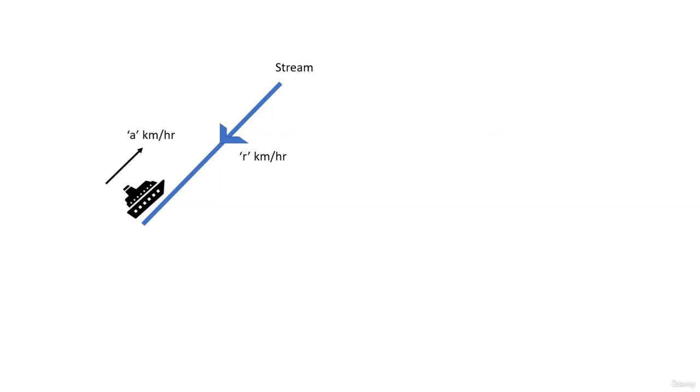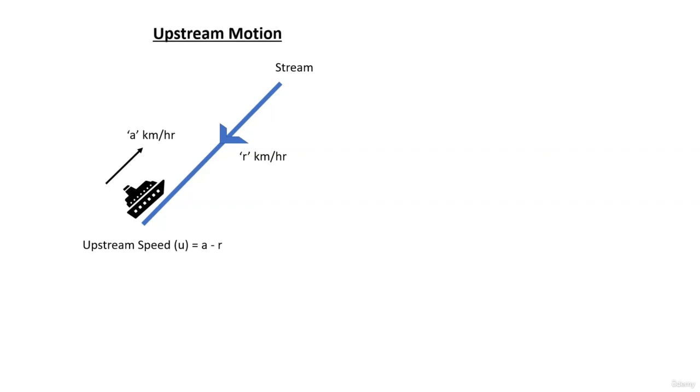Now let's understand. If we consider a time interval of 1 hour, in 1 hour the ship should ideally travel how much? 8 kilometers. But now since the stream is flowing down at the rate of r kilometers per hour, the stream will basically pull it down by r kilometers, right? So in 1 hour the ship is moving 8 kilometers up but also going r kilometers down. So effectively the speed of the boat will become a minus r kilometers per hour. Since the boat is traveling up the stream, we call this the upstream speed of the boat.